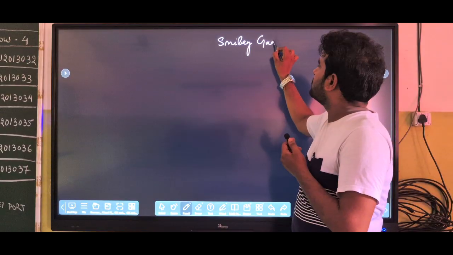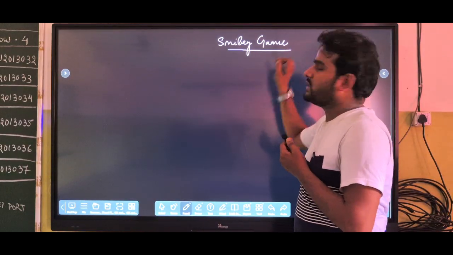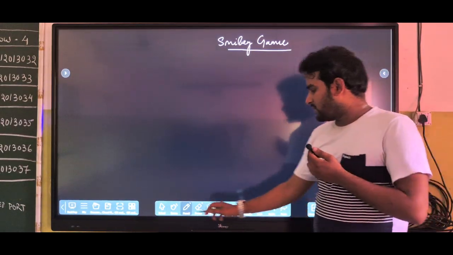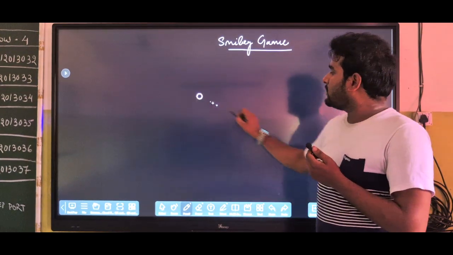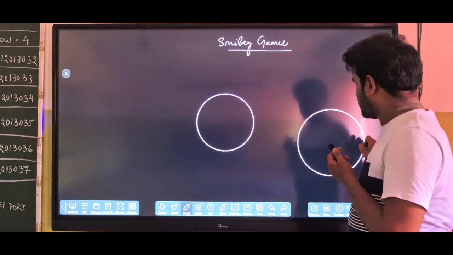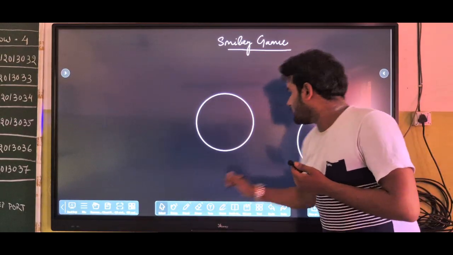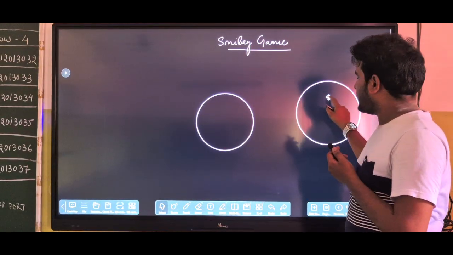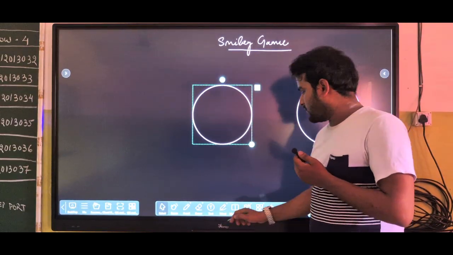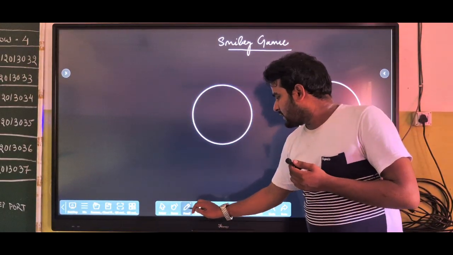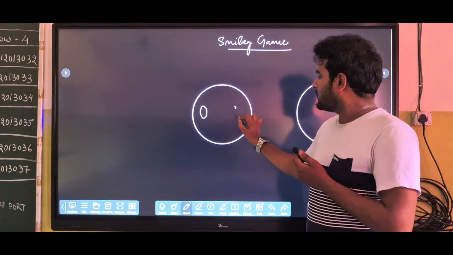Smiley game. That is the emoji game. Emoji, you are very familiar with emoji. Now let us draw some emojis. Suppose one, this is another emoji. Two emojis I will draw, and from that you will understand how the upward and downward parabola can be understood.